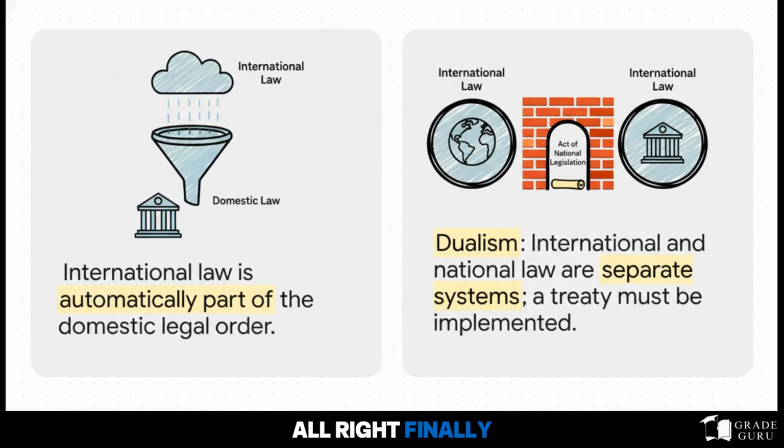All right. Finally, how does international law become something you can actually enforce in a country? Well, there are 2 main approaches. In a monist system, once a treaty is ratified, it's automatically part of domestic law. Simple. But in a dualist system, international and national law are seen as two separate things. A treaty has no domestic power until the national parliament passes a specific law to implement it.